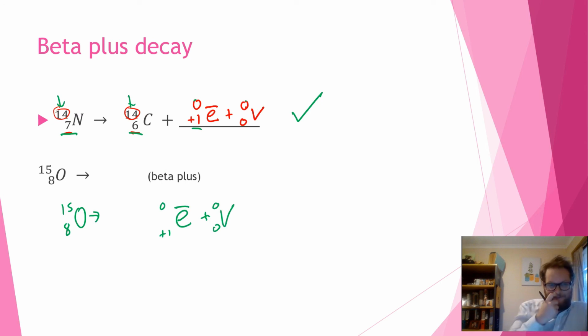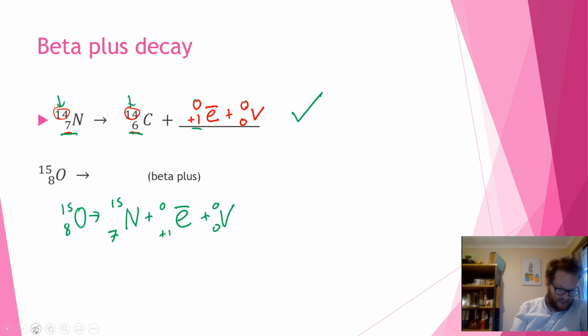So then, if we know we've got +1 here, and it has to equal 8, then whatever this must be, this will have to be 7. The atomic masses need to be the same, so 15, and what did we know? That's going to be nitrogen. So we've got nitrogen here.